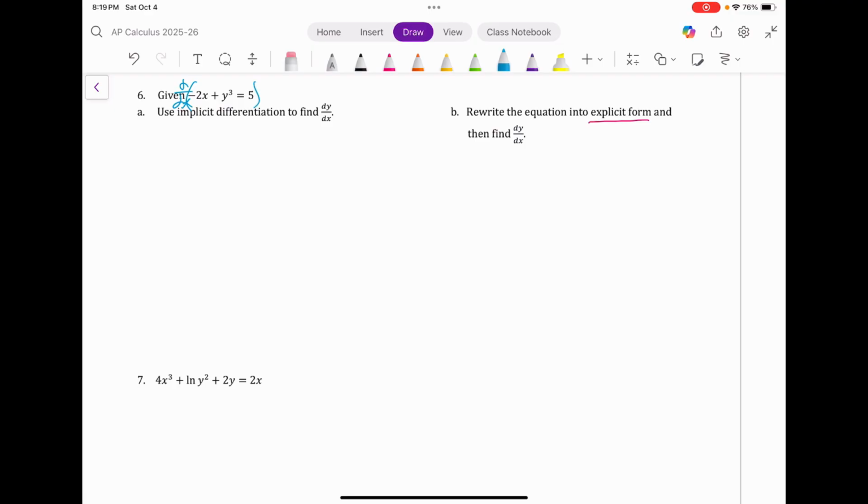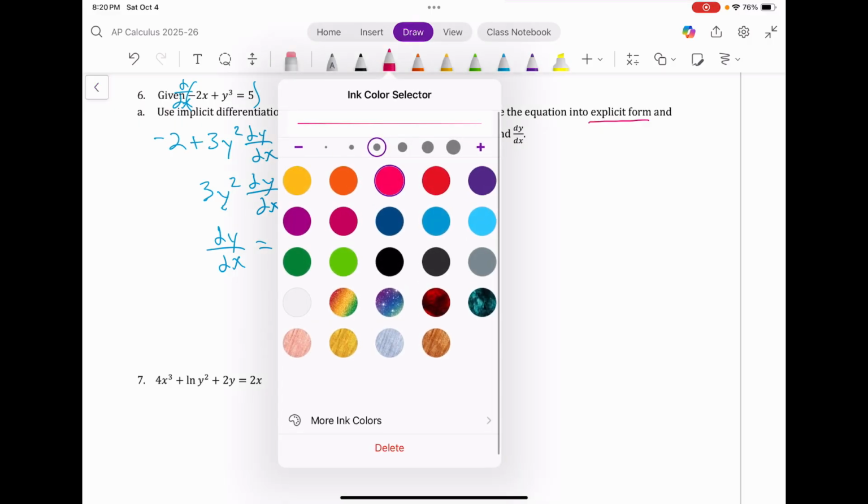All right. So what do we got? We got negative 2 plus 3y squared dy dx and then equals 0. All right, so we add 2 to both sides. Okay, and then divide by 3y squared. Okay, so there we go. We got the derivative with implicit differentiation method.